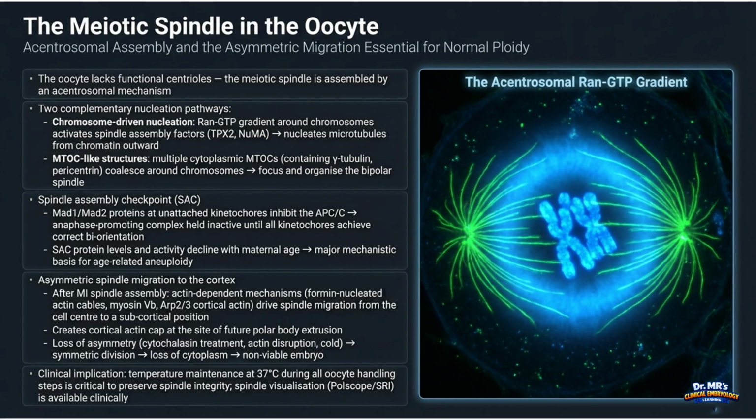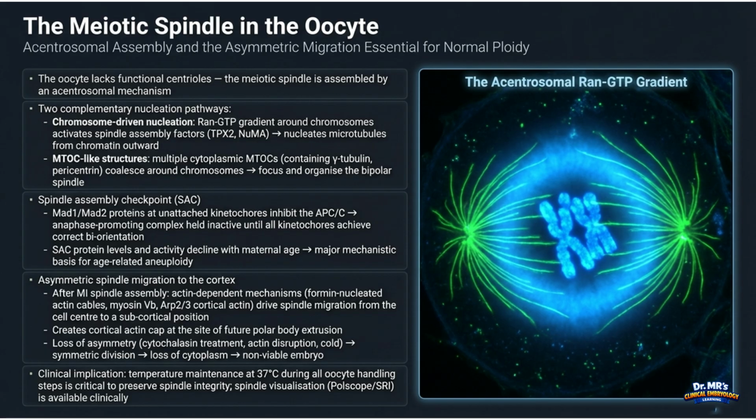Let's look at the first one, the inside-out pathway, where the chromosomes themselves drive the nucleation. This relies on a small GTPase called RAN. The chromatin of the chromosomes possesses an enzyme that maintains a highly localized, dense cloud of RAN-GTP directly surrounding the DNA. As you move away from the chromosomes into the cytoplasm, this concentration drops off sharply, creating a chemical gradient. This high concentration of RAN-GTP right next to the DNA acts as a spatial signal. It activates specialized spindle assembly factors, proteins like TPX2 and NuMA, which are floating nearby.